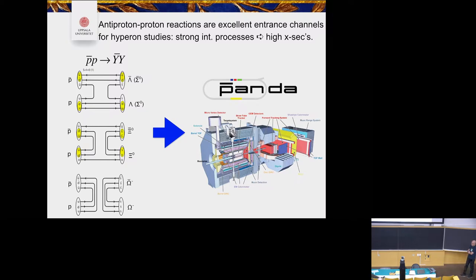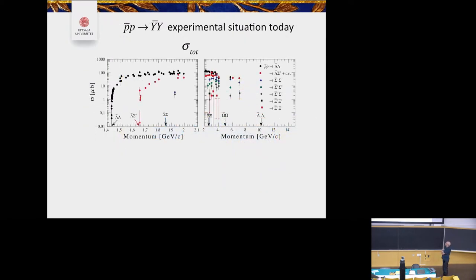Now, what do we know? Well, we know total cross sections. The threshold region for single strangeness production was relatively well measured at LEAR, the Low Energy Antiproton Ring, which Ulrich also talked about, and at an experiment called PS185. So you can see that this is the onset of the cross section.